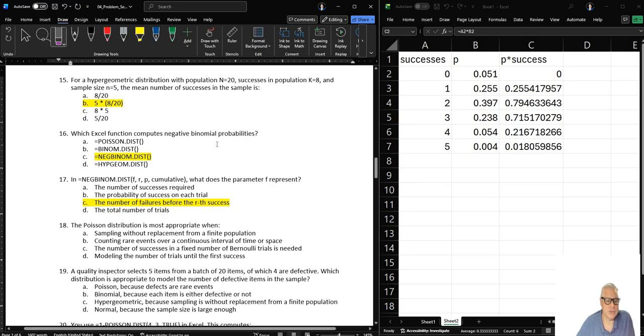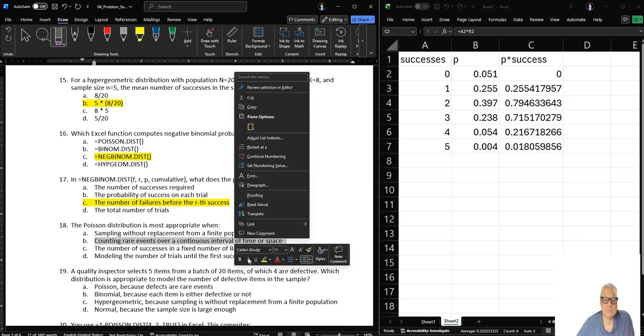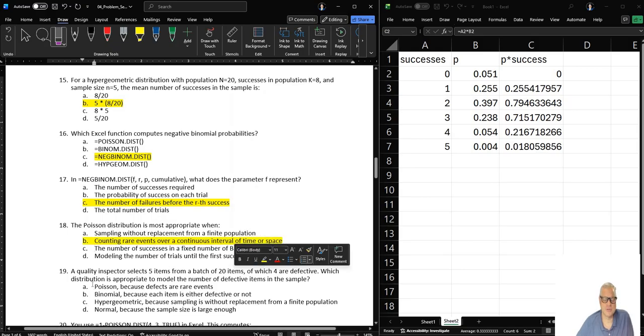Let's continue. The Poisson distribution is most appropriate when sampling without replacement from a finite population. No, that sounds like the hypergeometric. B, counting rare events over a continuous interval. No, that would be the Poisson, so B is Poisson. So keywords for the Poisson are always space interval, time interval, rare events. The number of successes in a fixed number of Bernoulli trials, so that's binomial.